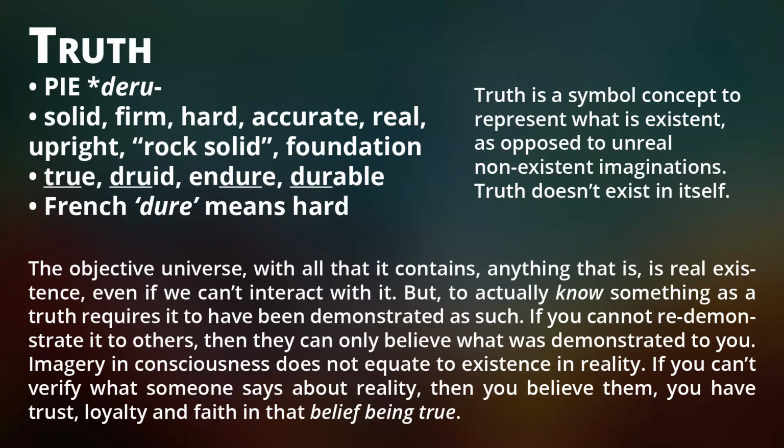But truth is a symbol concept to represent what is existent, as opposed to unreal, non-existent imaginations. Truth doesn't exist in itself, because we're always talking about things that are true. This is true. A tree, true. The tree is hard and solid, so it comes etymologically from that correspondence in reality that we then created a symbol in words, and then it eventually became truth. But that's the symbol that reflects reality.